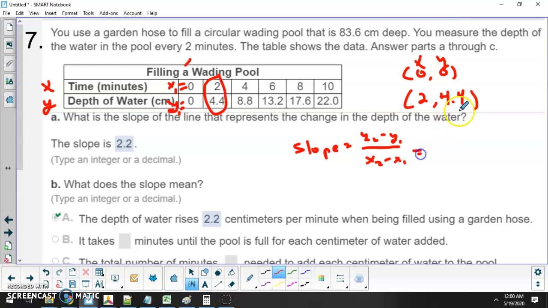So what do we get when we subtract the y's? That's just 4.4 minus 0, so that's 4.4. And on the bottom, 2 minus 0, which is 2. You reduce that, so your slope is 2.2.